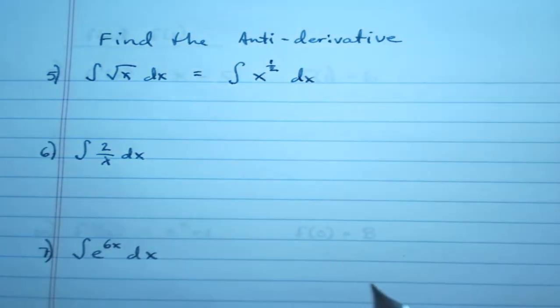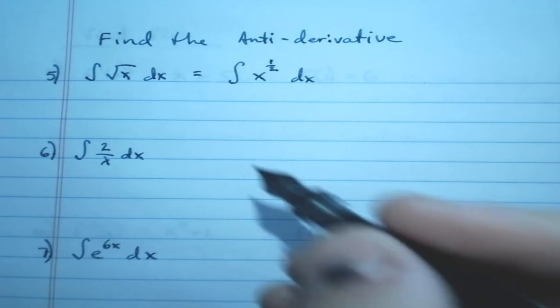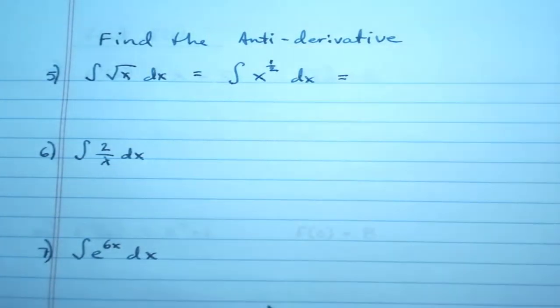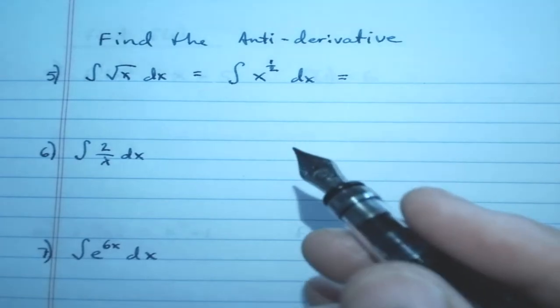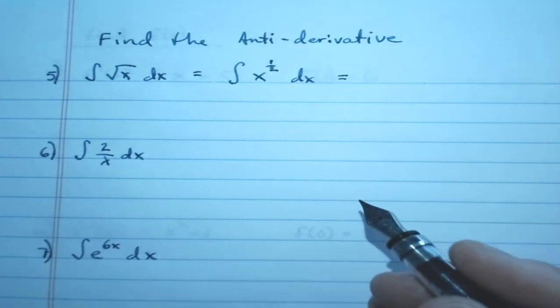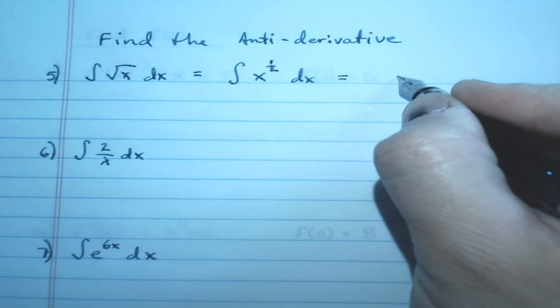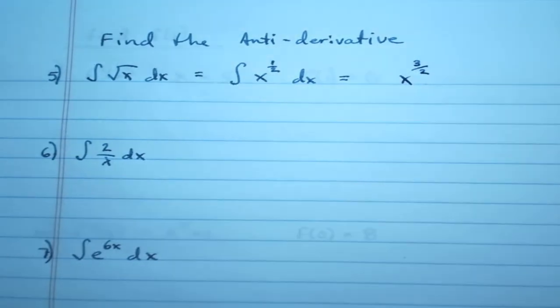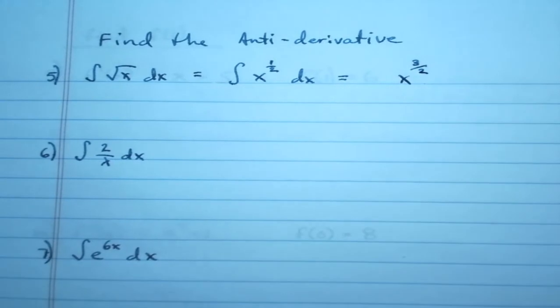Now, the antiderivative of x is x squared. Antiderivative of x squared is x cubed. We always add 1 because our derivative power rule says we subtract 1. And then, of course, we got to work out the coefficient. So if I add 1 to that, well, 1/2 plus 1 is 3/2. Okay, so x to the 3/2. So that's going to be the first piece that I write down.